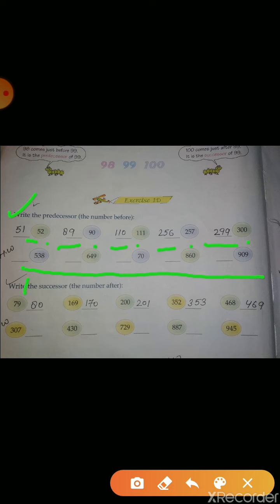Now come to the next one. Write the successor, the number after. In the first part 79 is given. You have to write what comes after 79. 80. Next one is 169. What comes after 169? Right, here 170.